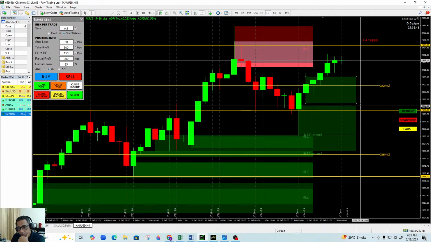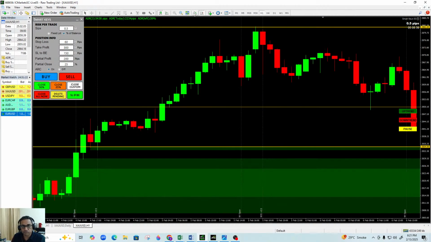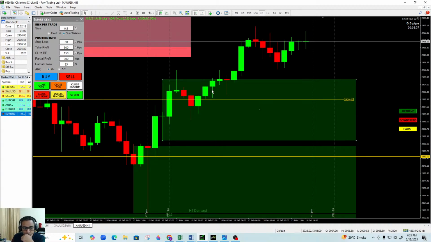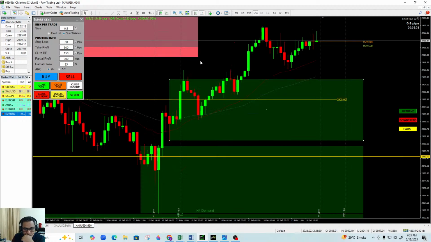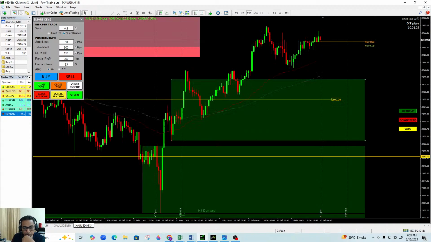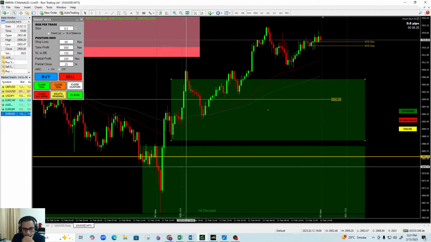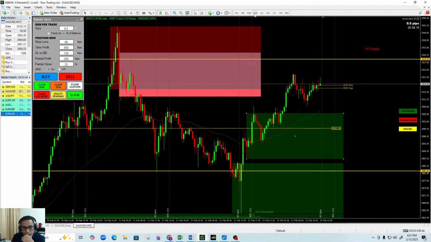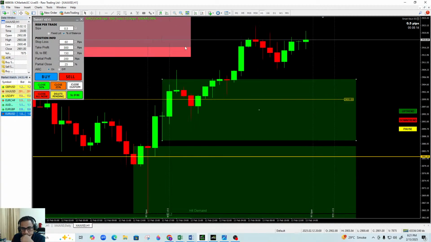How big is that zone? 190 pips. Also 200 pips are quite big zones. Yeah, that's fine. Let's split this into two zones.